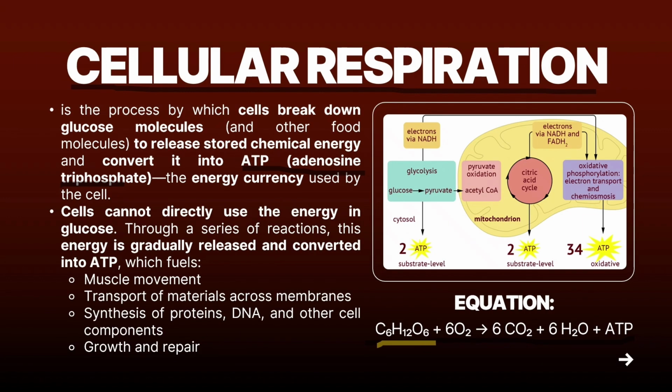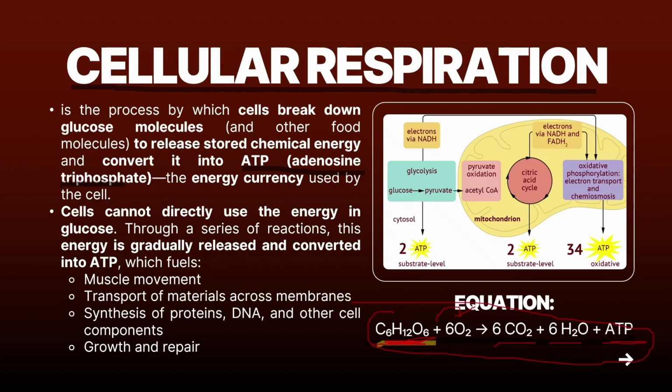This means that one molecule of glucose, C6H12O6, reacts with 6 molecules of oxygen in order to produce 6 molecules of carbon dioxide, 6 molecules of water, and energy in the form of ATP. This is the overall process, but we will discuss it thoroughly later on.